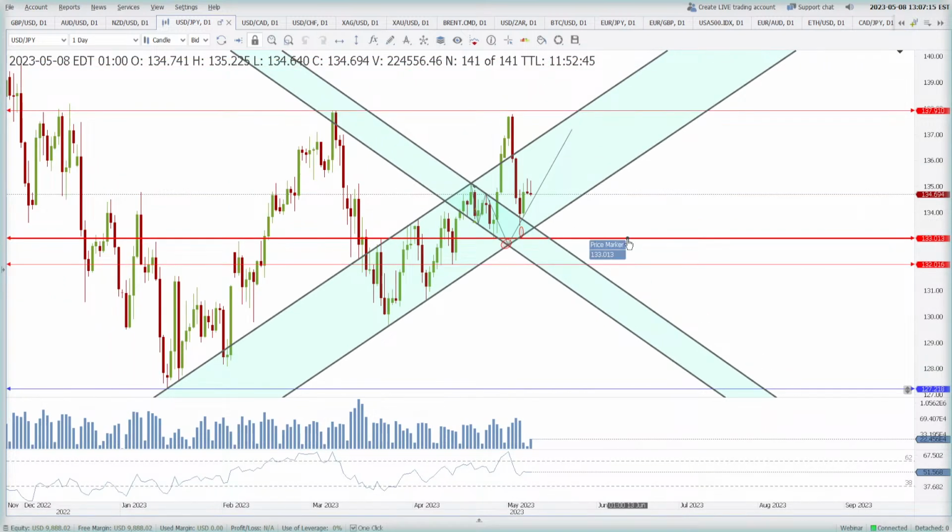Why am I not selling above 133? Because on the way up, this was the highest low that the price made before making this high. So till the time this highest low is not broken, I will not become a seller. Right? Do you understand this point?